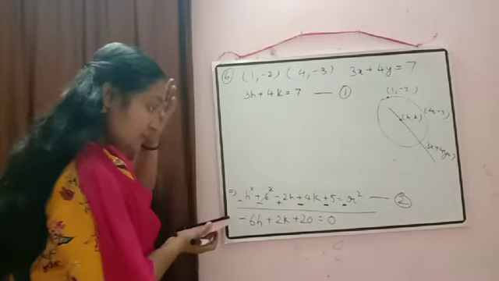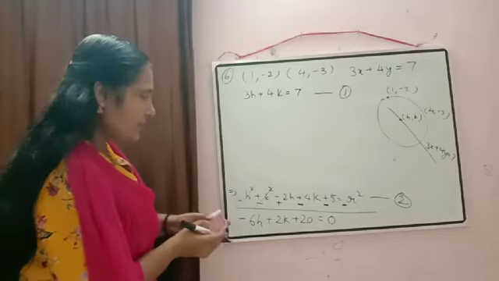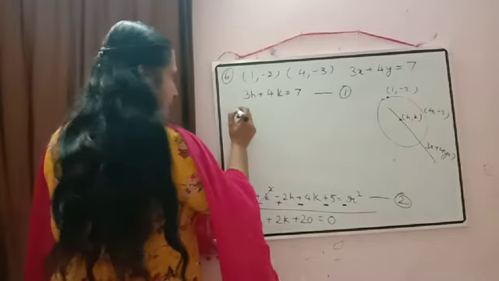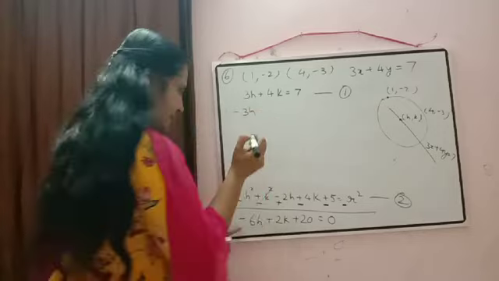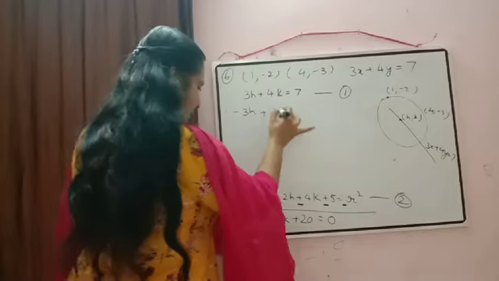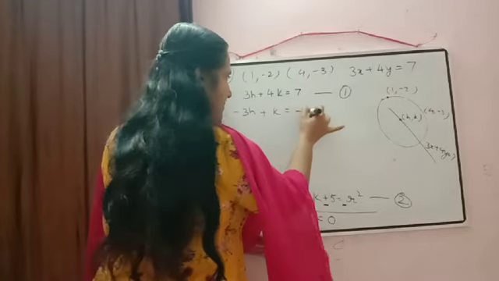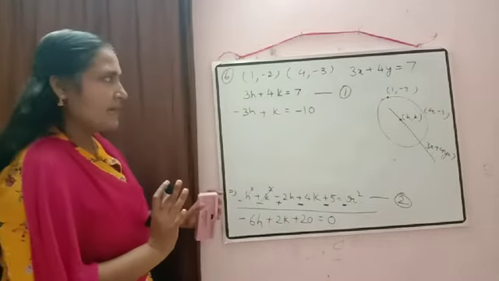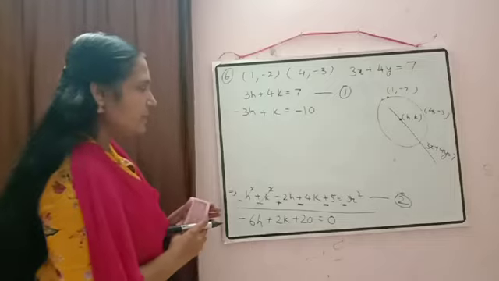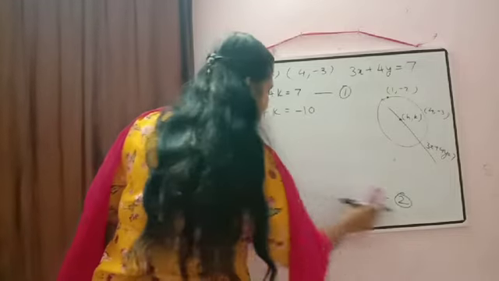All the expressions are divisible by 2, so we can cancel it by 2. Then what will come here? Minus 3h plus k plus 20. So plus 20 I am shifting there, so that will be equal to minus 10. Correct? Minus 10 is equal to minus 10.